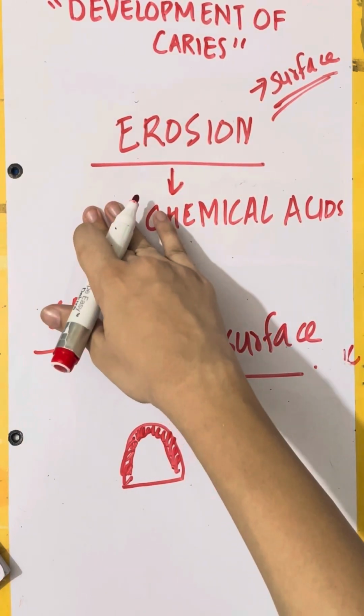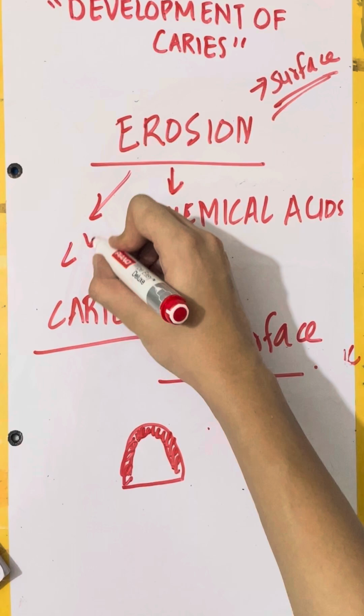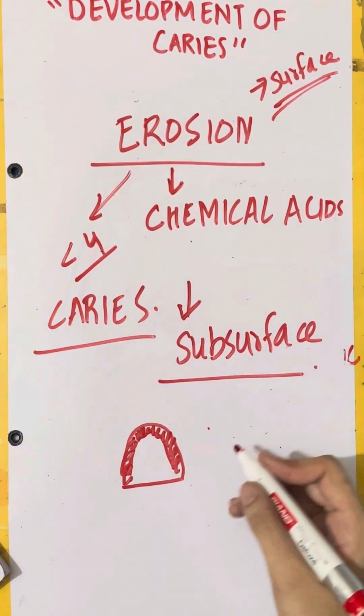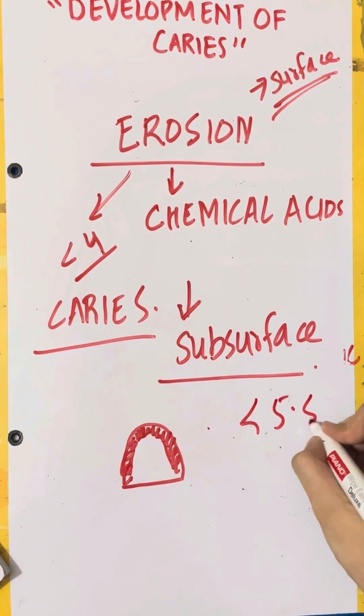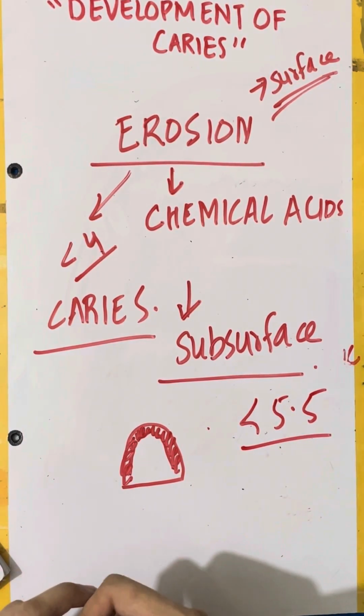Erosion is not a subsurface phenomenon. It occurs at a much lower pH. Erosion occurs when the pH is less than 4, but caries occurs when the pH is less than 5.5. So this is the difference between erosion and caries.